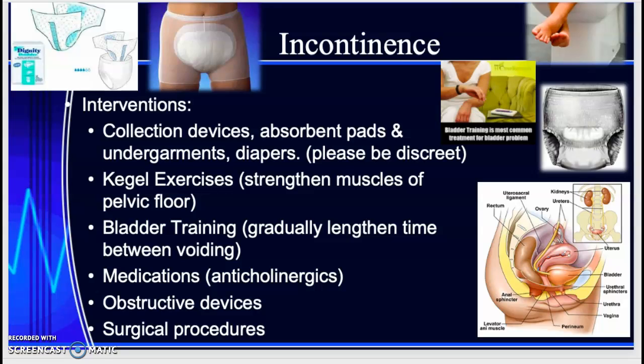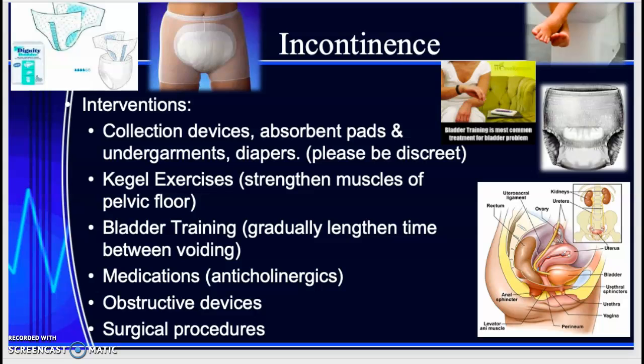There's also different medications that we can give them. The anticholinergics are very common that help increase sphincter tone. There's obstructive devices, and I won't go too in detail on these. If you look in the book, there's pictures. Obstructive devices are things that help the person to gain sphincter control.